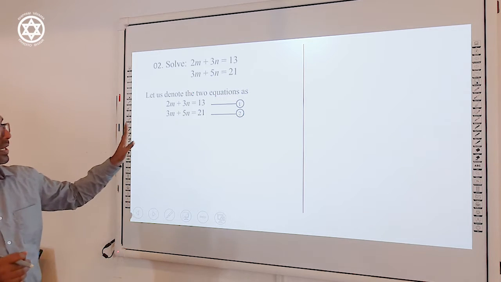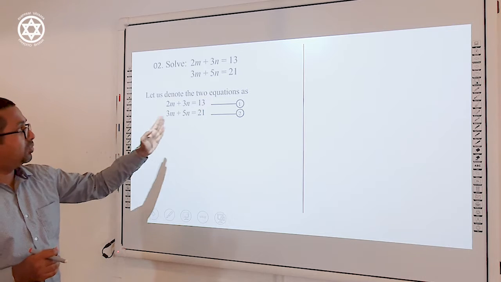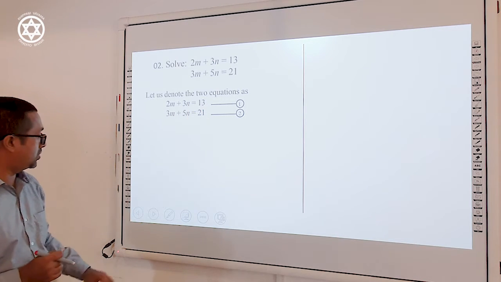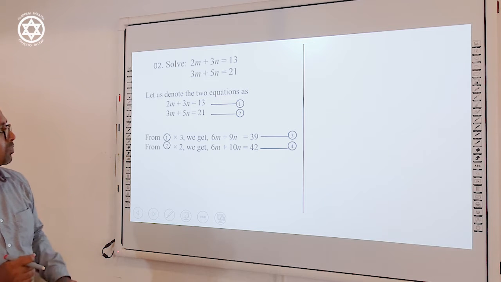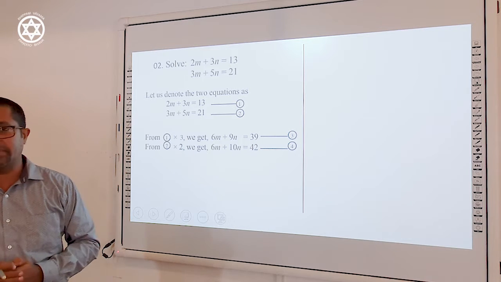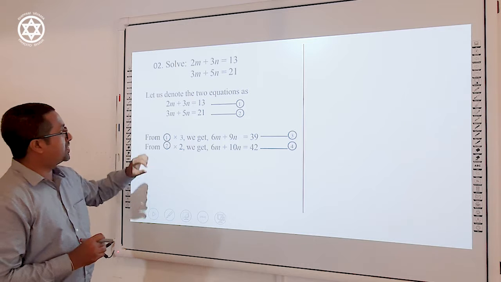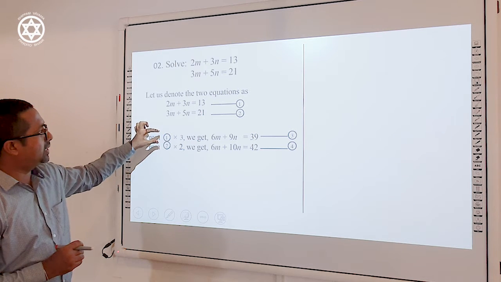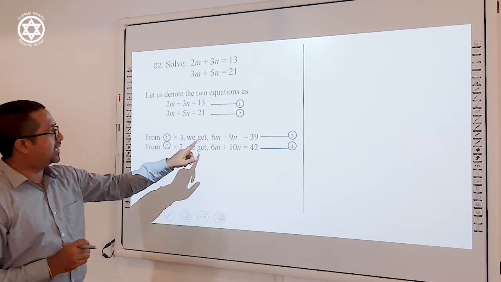Normally, as a first step, you must name the two equations. You can take them as equation 1 and equation 2, and then we have to make equal coefficients. To make equal coefficients, here I multiply the first equation by 3. And you can see what happened here.